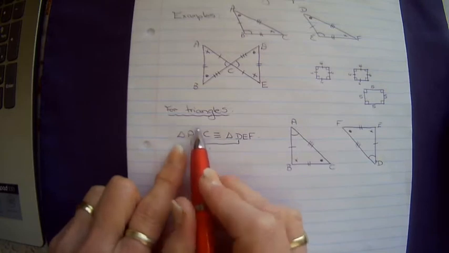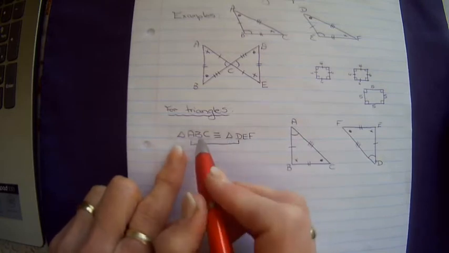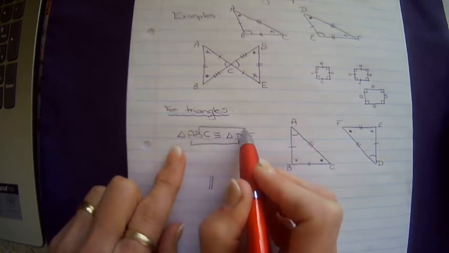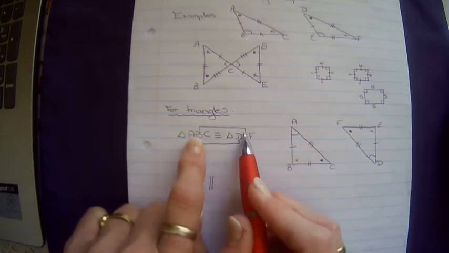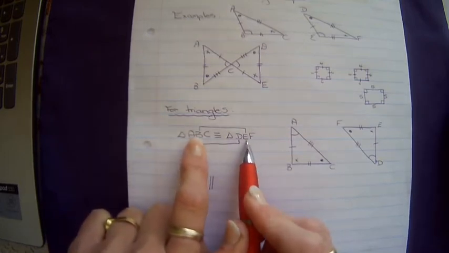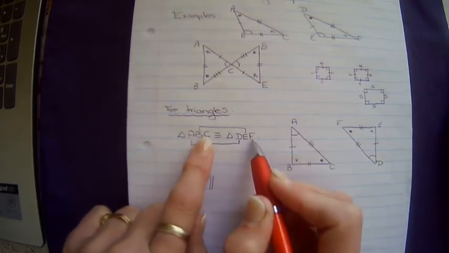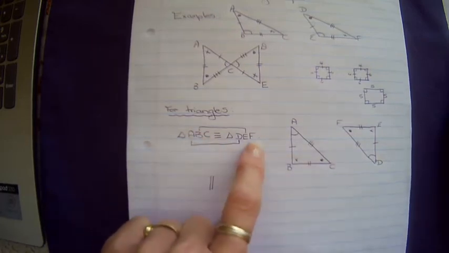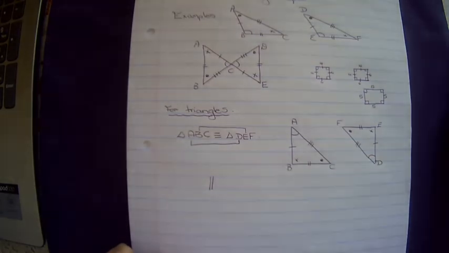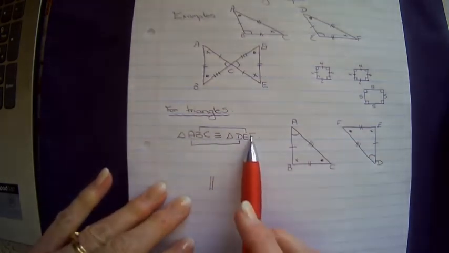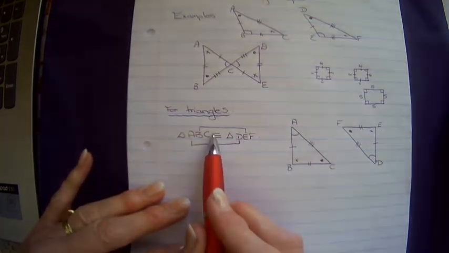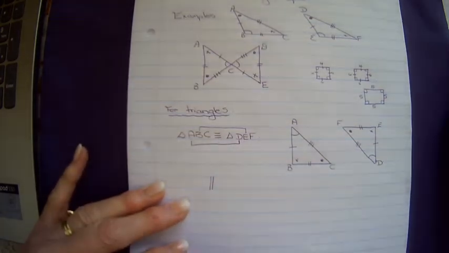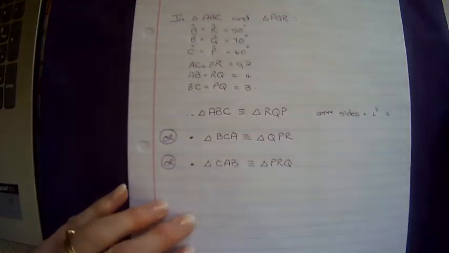So I must always write them in the same order. If angle B was equal to angle E, then angle B is second in this one, so angle E will be second on that side. Angle C equal to angle F, so C is last there and F is last on that side. So those two triangles are congruent, and if I say they are congruent, I write three parallel horizontal lines.